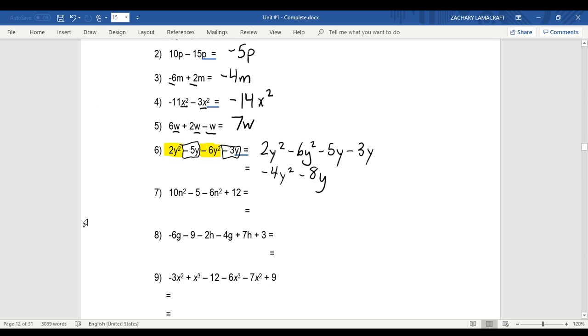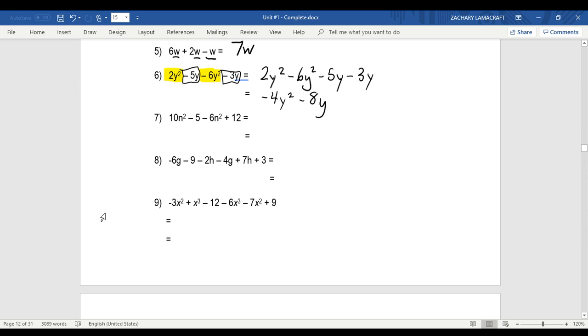Sweet. Okay, so the next one here, I'll do, and then maybe I'll get some help on the one after that. So we've got 10n squared, and we've got that negative 6n squared. And then the other two are just numbers, so they just go together as well. So it would be 10n squared minus 6n squared minus 5 plus 12. Okay? See what I did there? I grouped the n squareds, and then I just grouped the numbers.